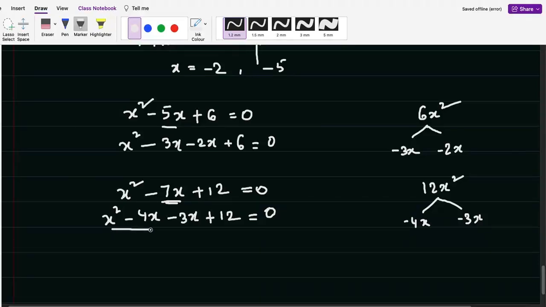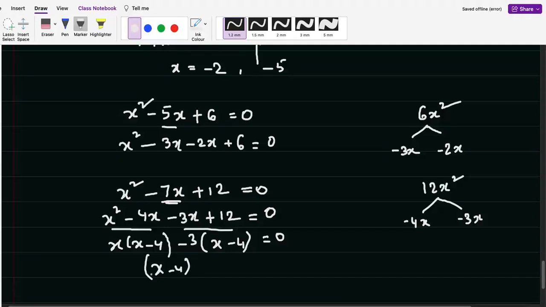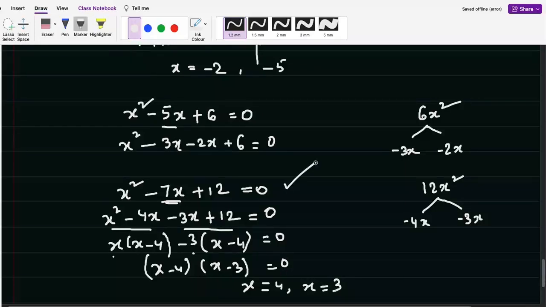So I am taking out of these two, I will take x common, so I will get x minus 4, and I will take minus 3. It's very important that the next bracket should also be x minus 4. So you can take x minus 4 first. So if x is gone, what is remaining? Minus 3 is. So this will be exactly matching. So if I take x minus 4 common, I will get x minus 3. So the roots are x equal to 4 and x equal to 3. These are the two roots of that quadratic equation.